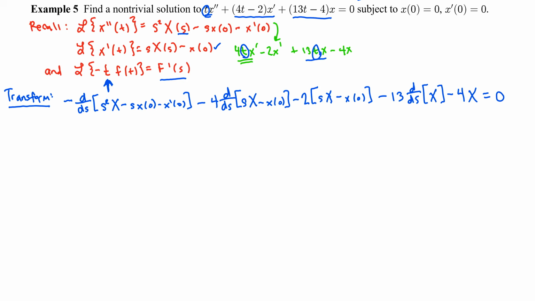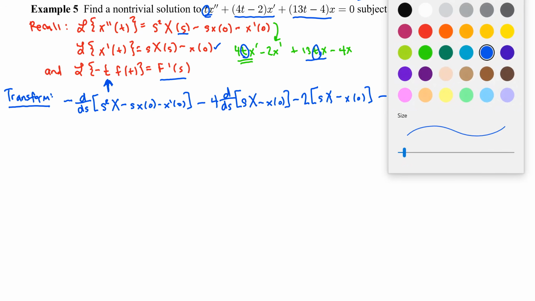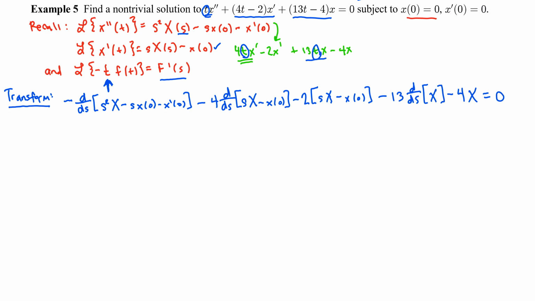Okay, we are making headway. We need to go back and apply our initial conditions and then execute derivatives. Now, here's why these are my favorite initial conditions. Little x of 0 is 0, so this term goes away and this term goes away, and a couple of other spots as well. So 0 initial conditions really simplify our algebra.